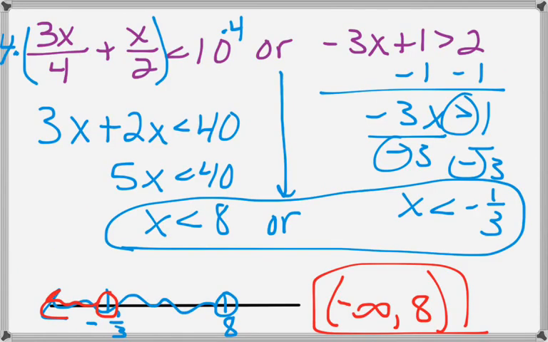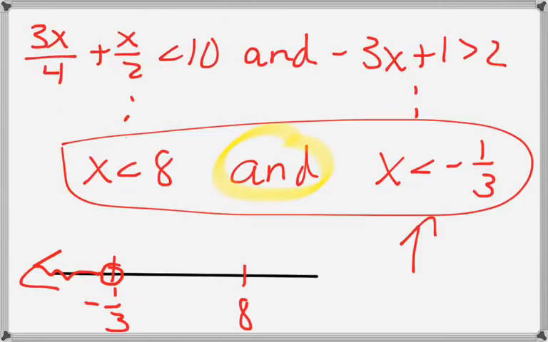If you go back to this picture, when I shaded the first part in blue and the second part in red, where was the overlap? The overlap was the stuff to the left of -1/3. Those were the only numbers that satisfied both parts. So when it's an and, the solutions are only the numbers that work for both parts. So in this case, all numbers less than -1/3.